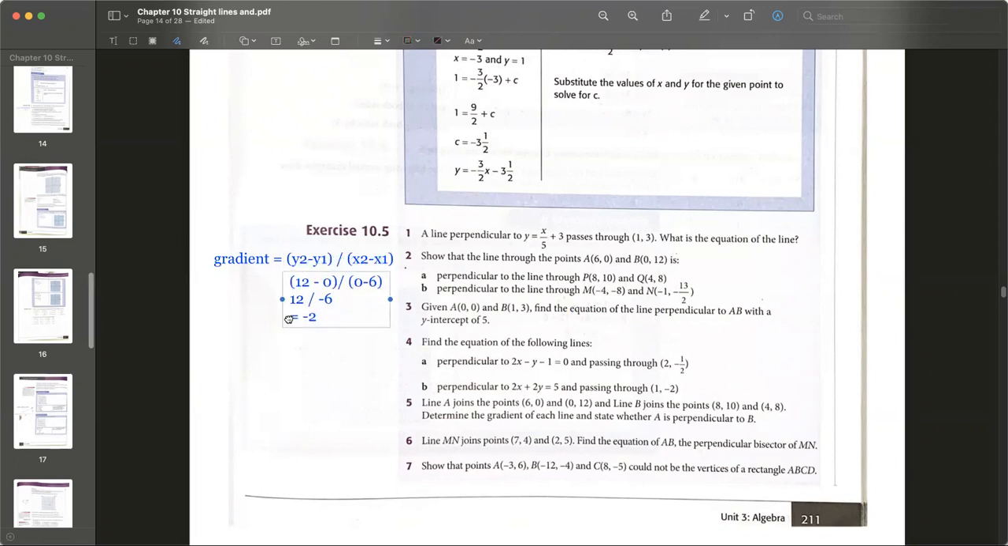So this is our first gradient. We only get one gradient, and then we need to find the other gradient here. So they ask you to show that. Show that means that this gradient, if they are perpendicular, multiplied by this gradient equals -1. So later for A, you try to find the gradient here using the same method, then multiply the number by -2. If your answer is -1, then this is perpendicular. If it is not -1, then they are not perpendicular.